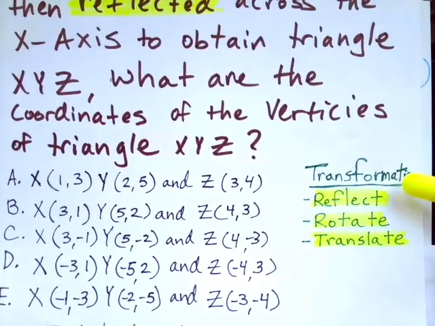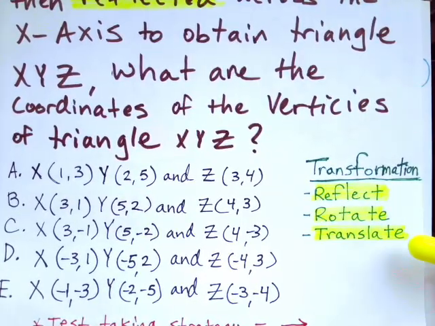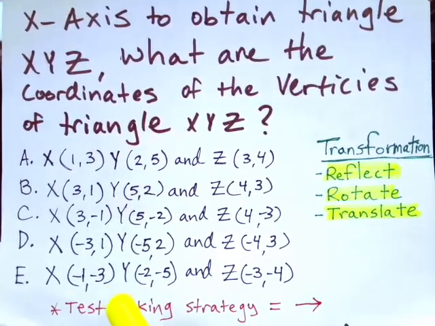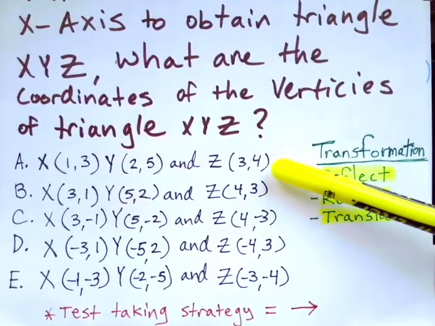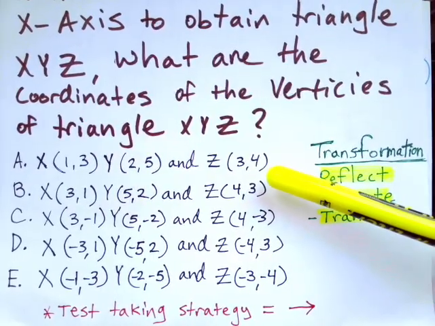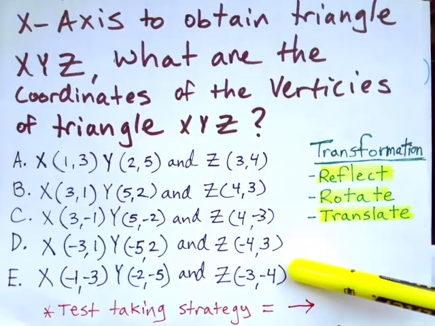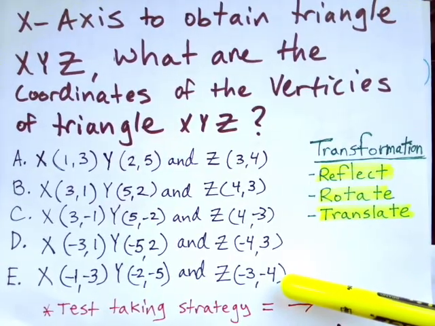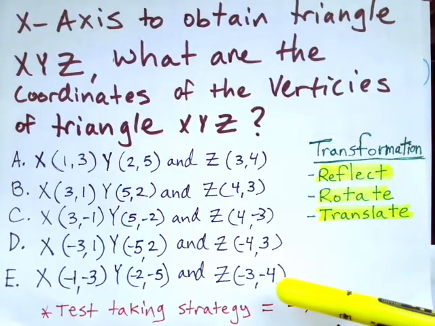Remember, transformations with an S consist of reflection, rotation, and translation. The options are A, B, C, D, and E. And if you watched part 1 and part 2, I talked about test taking strategy. Anytime you reflect over the x-axis, your y values, like in option C and option E, will always be negative. They will always be negative when you reflect across the x-axis.